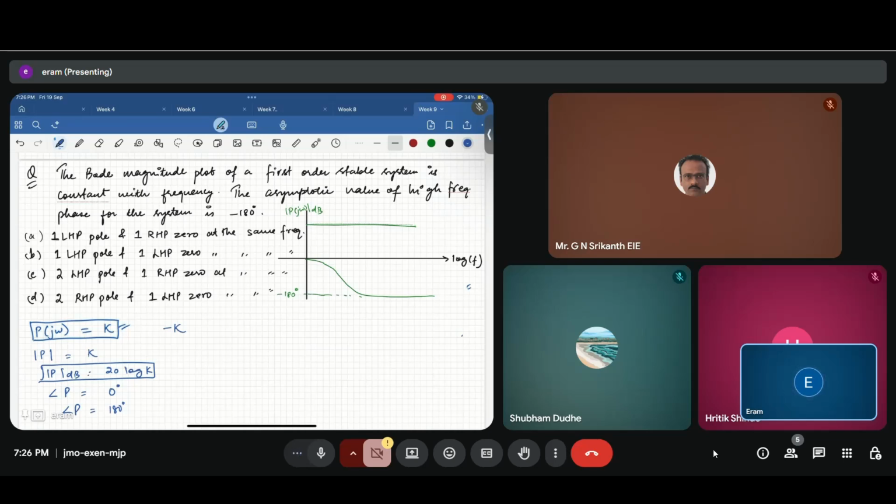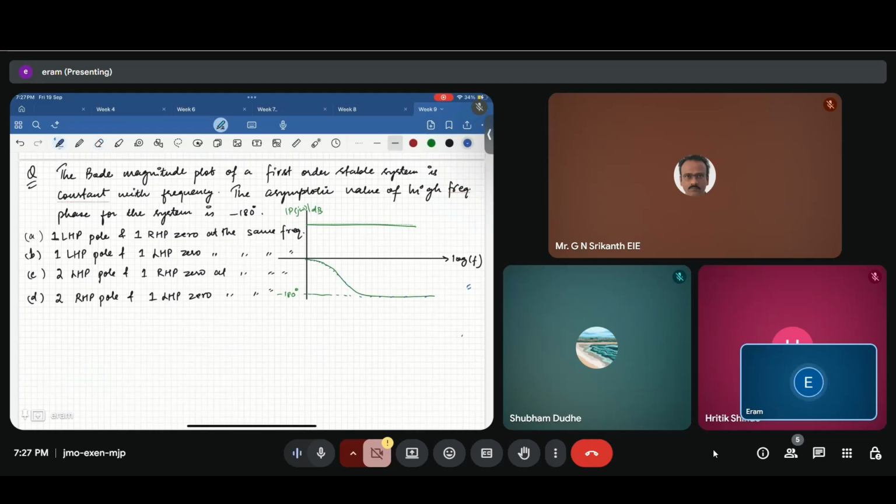But here we are starting from some 0 value and then converging to minus 180 degrees. So this option rules out. The transfer function is not a constant here. Then what else can we have?